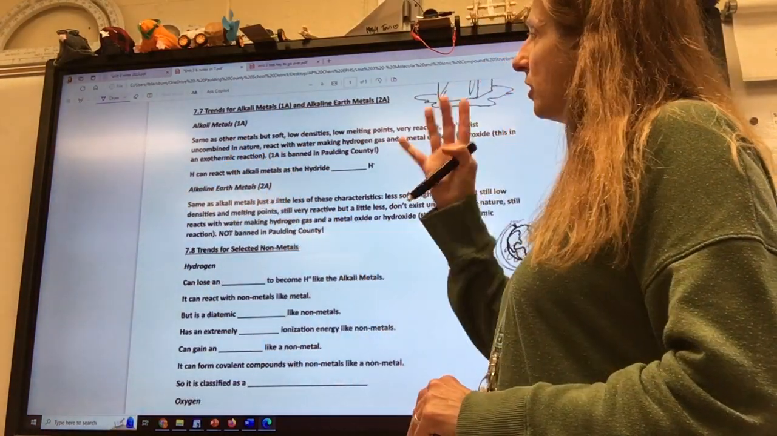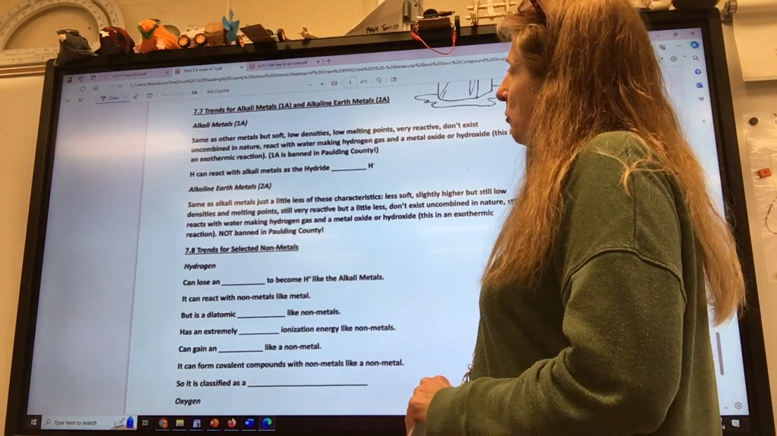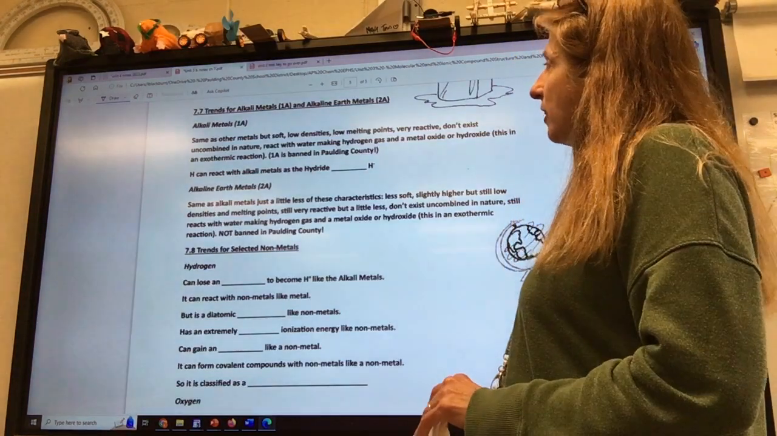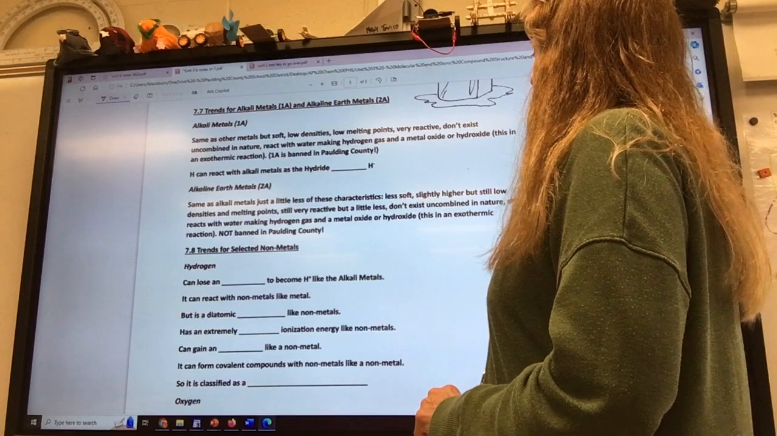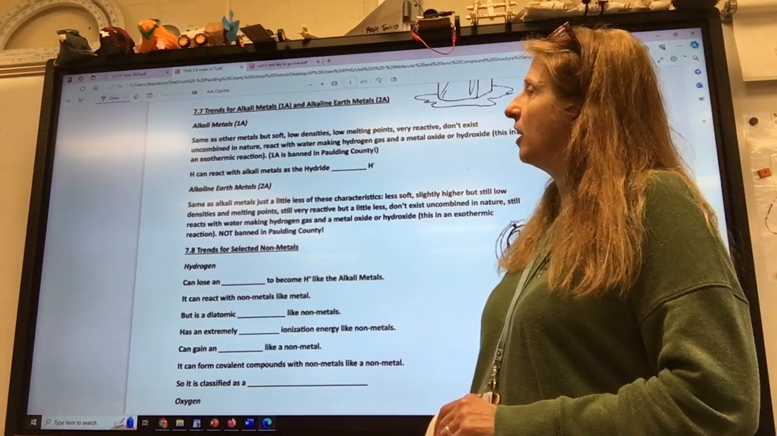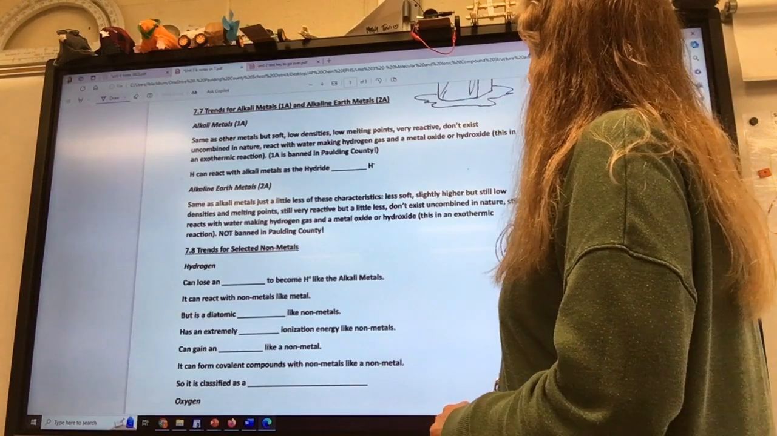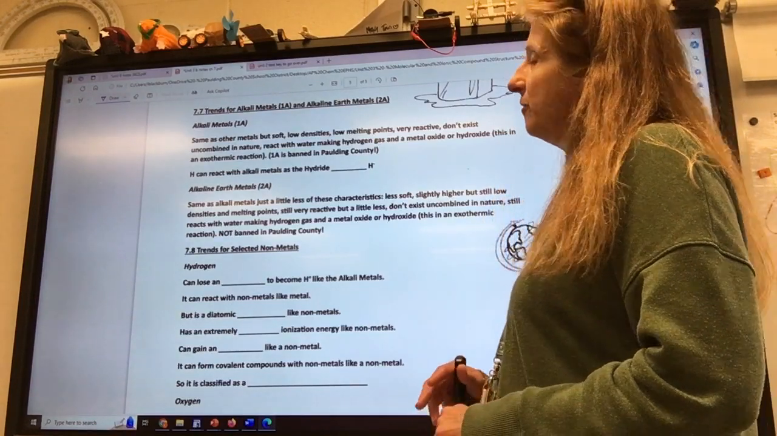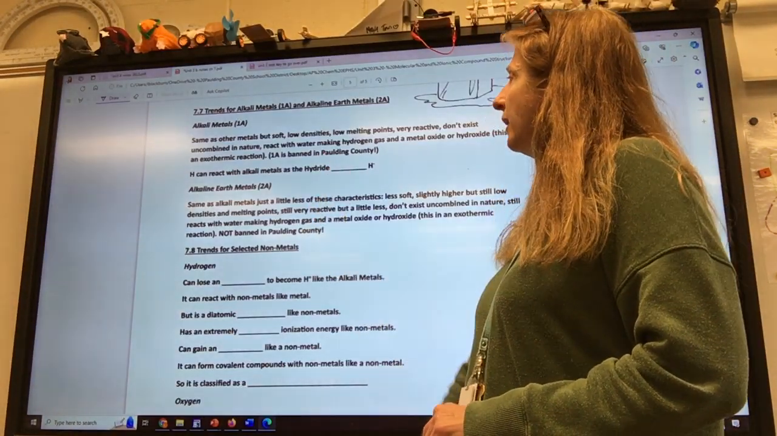Okay, so we're going to talk about a few of the families. Alkaline metals are the same as other metals, but they're not hard, they're soft. They have a low density, they can float in water. Low melting points, they're very reactive, they don't exist uncombined in nature. They react with water, making hydrogen gas and metal oxide or hydroxide. This is a very exothermic reaction, they get hot, and they're so reactive they are banned in Paulding County.